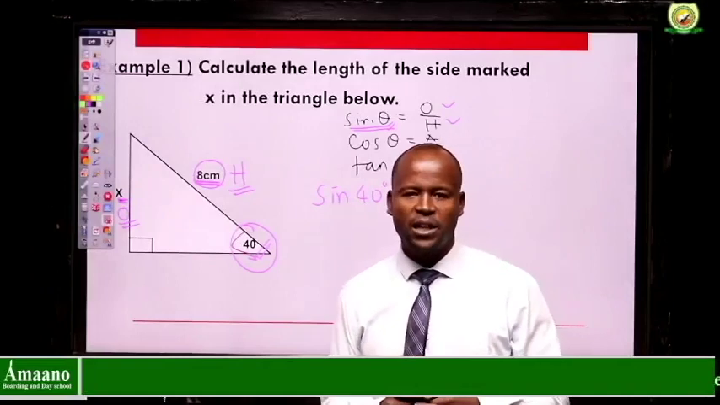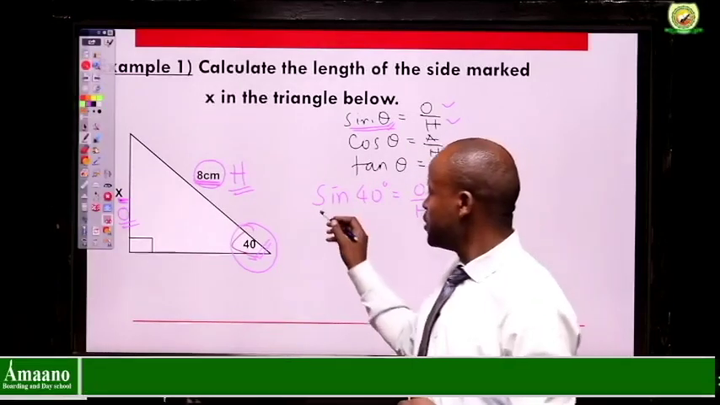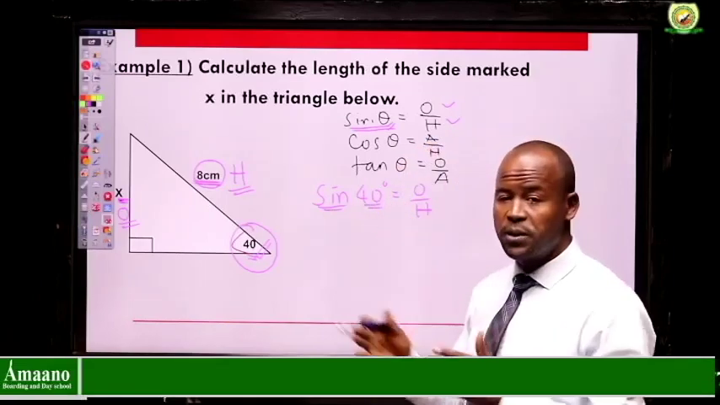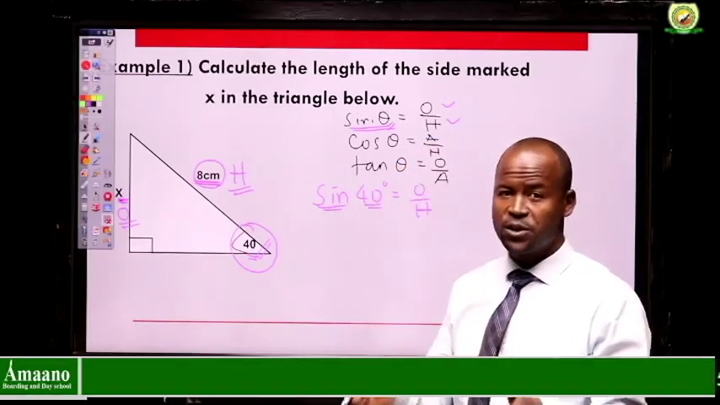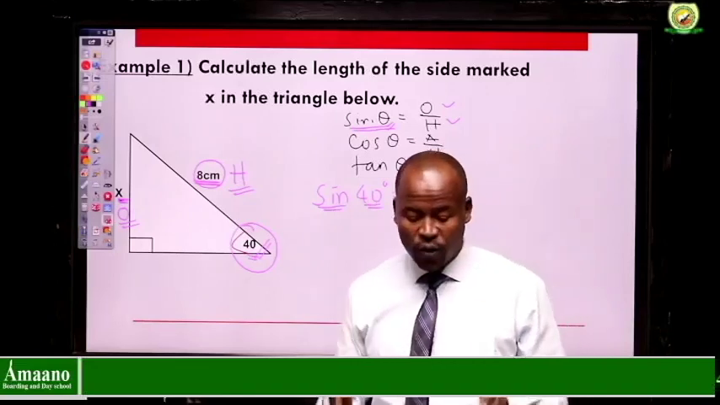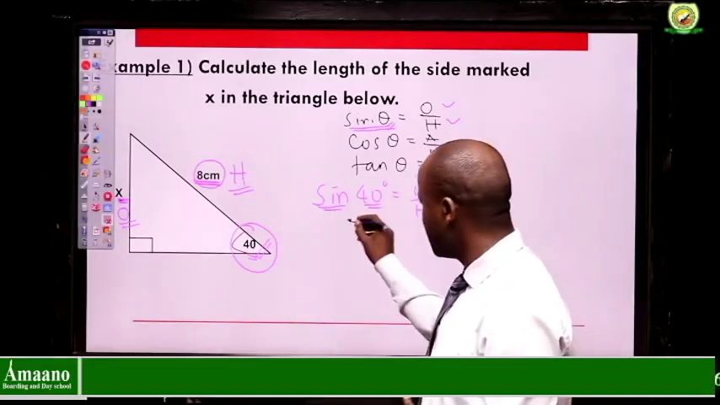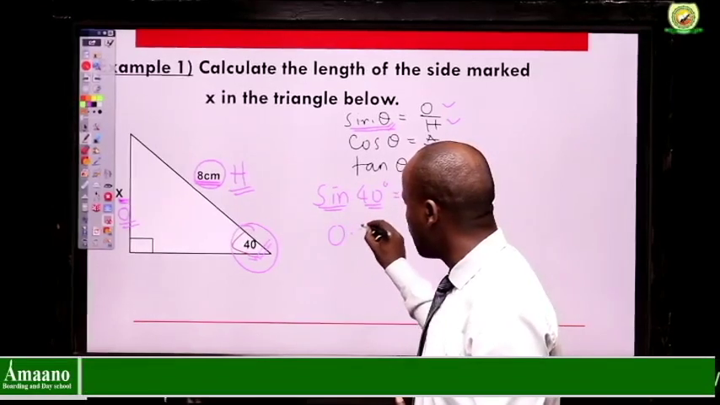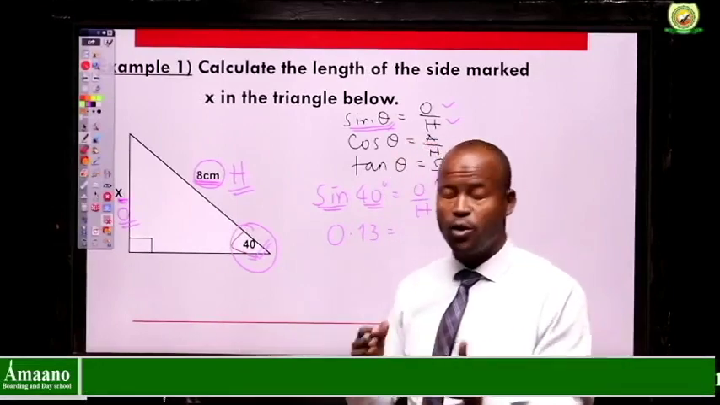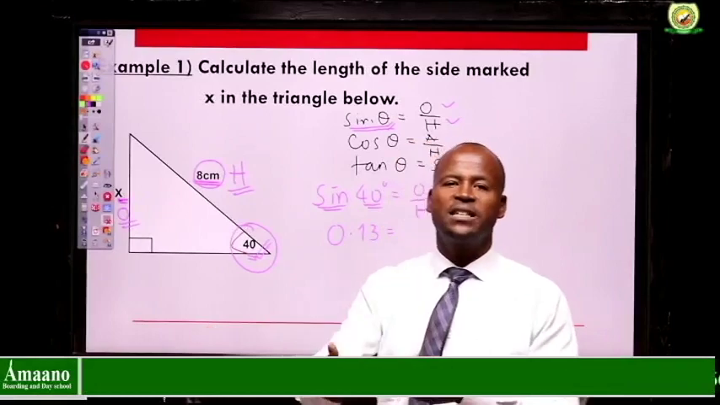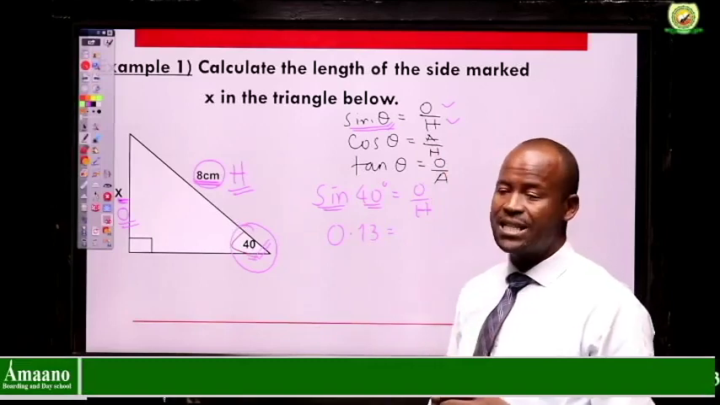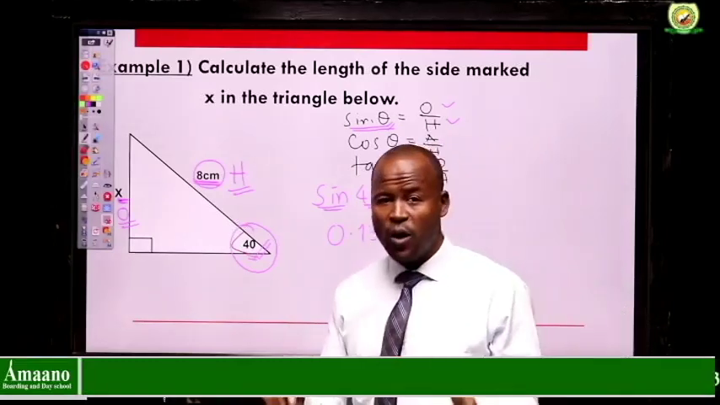Using your scientific calculator, you press the button sine, and then you enter 40 degrees, or simply 40. Then on the screen of your calculator, you can see the value of sine 40. The value of sine 40 is 0.13. Actually, this is not the exact value; it is 0.12748, so you can take the approximate value, rounding to 2 decimal places. We have learned how to round numbers or decimals.